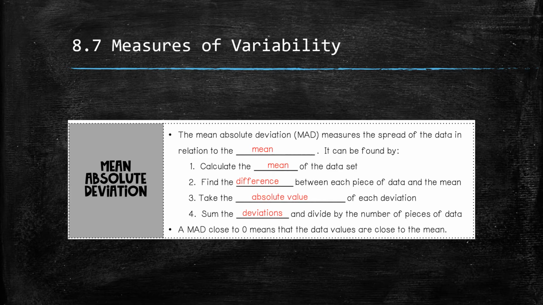The closer it is to 0, the closer the values are. The farther from 0, the bigger or wider the spread of the data.